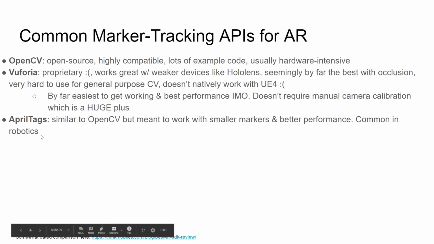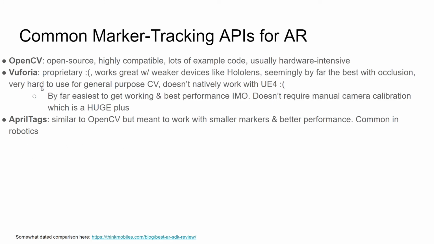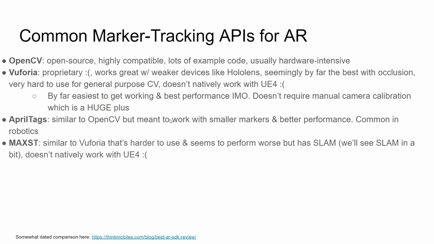There's this other very common library called AprilTags, which is used in robotics. It's similar to OpenCV, but I think they specifically make it work with smaller markers, and it's supposed to have like 2 times better performance, which is pretty good.